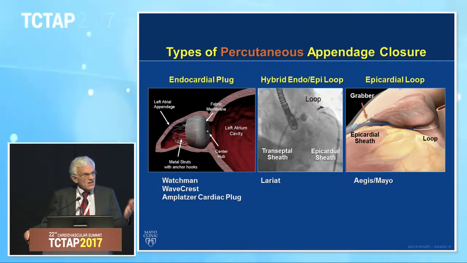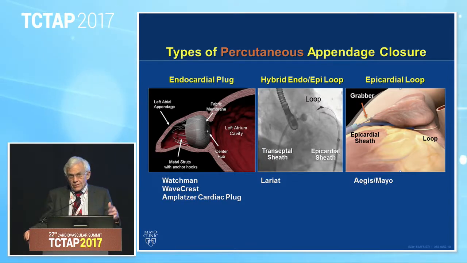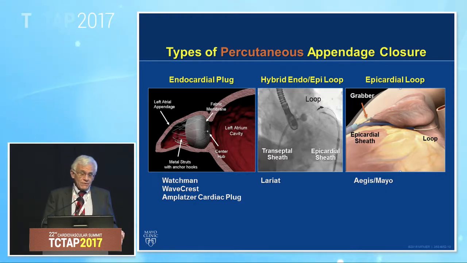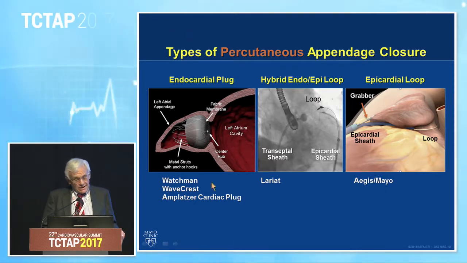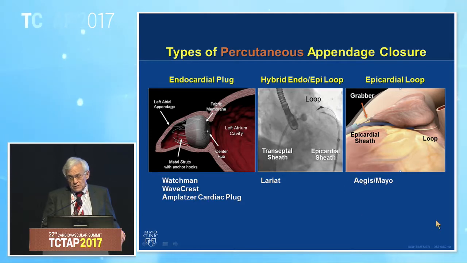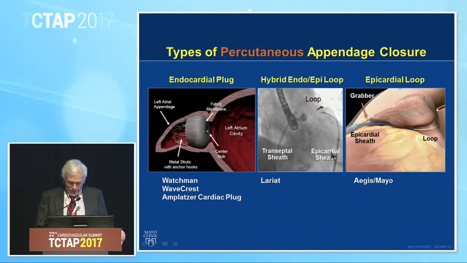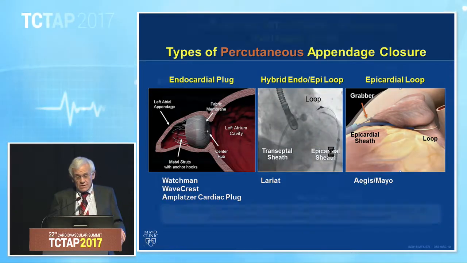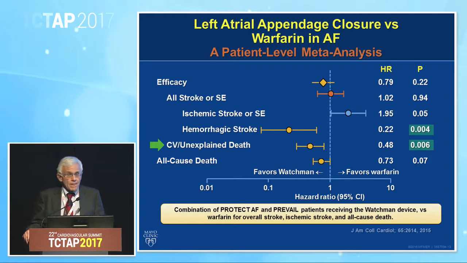What do we have? We're going to talk about ideal things, but let's talk about real-world things. We have 3 different groups of devices. We have an endocardial plug, like the Watchman device, the Amplatzer cardiac plug, or the Wavecrest. We have epicardial loops. And we have hybrid systems like the Lariat system, where there's a transseptal sheath and then an epicardial sheath. So we have different approaches to prevent stroke in the setting of non-valvular atrial fibrillation.